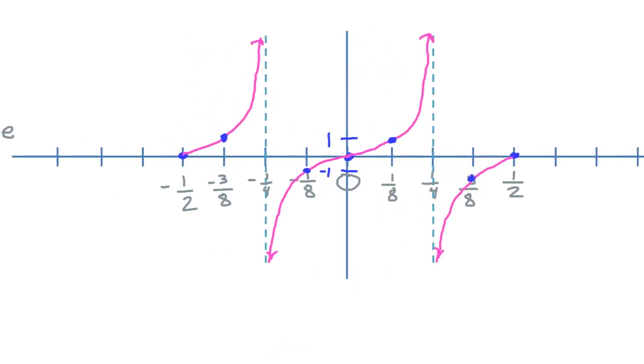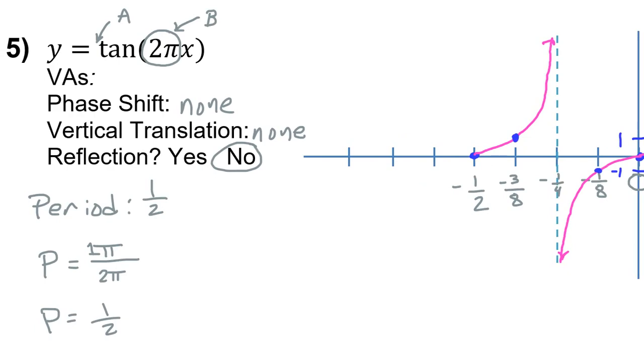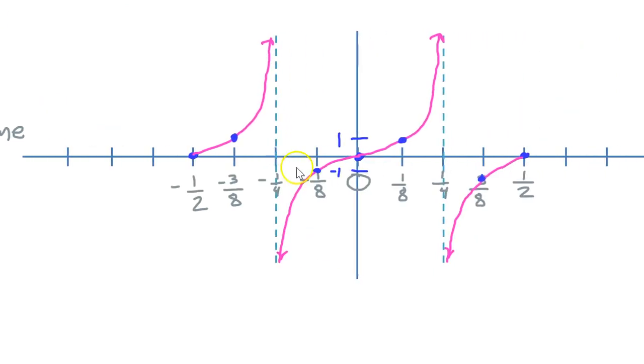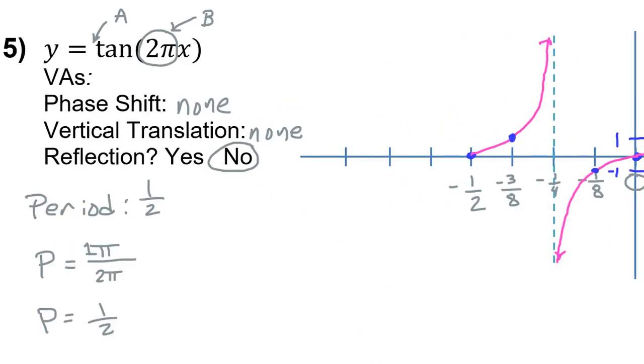So that's it for the graph now. What we need to do is list out 3 vertical asymptotes. We have 2 showing. We have one at -1/4 and another one at +1/4. So let's go ahead and write those down. Okay, so we always say x equals for any vertical line. So x equals -1/4 and x equals +1/4.